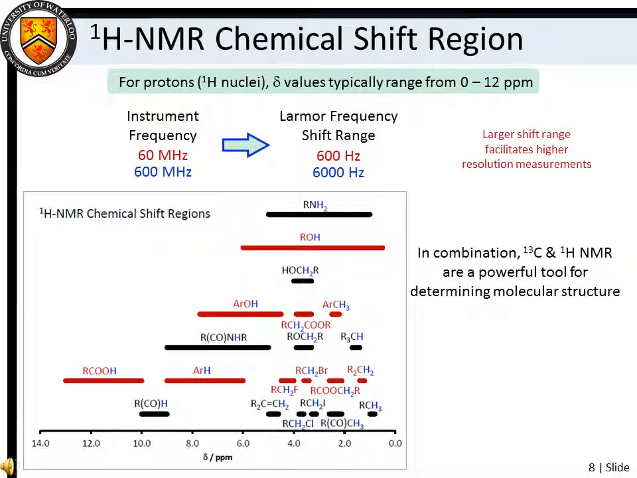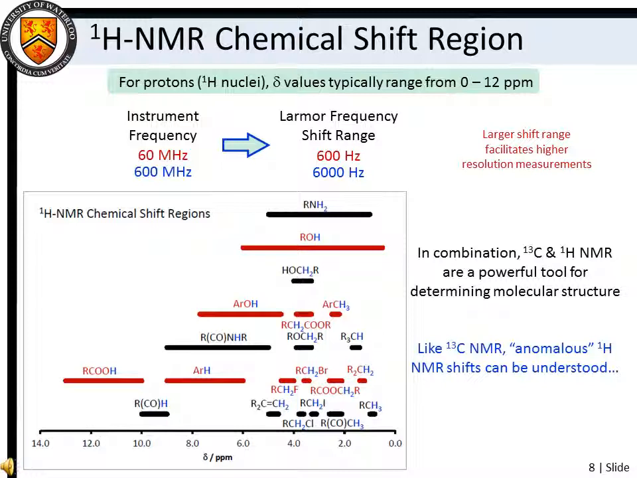We can also identify specific chemical shift ranges for the different chemical environments of hydrogen nuclei. Since carbon-containing molecules often contain hydrogen atoms too, the combination of carbon-13 NMR and proton NMR is a powerful tool for determining molecular structure. As was the case with carbon-13 NMR, proton NMR also exhibits chemical shifts that appear to be out of the ordinary on first glance.